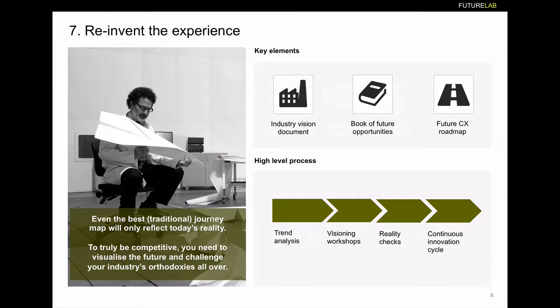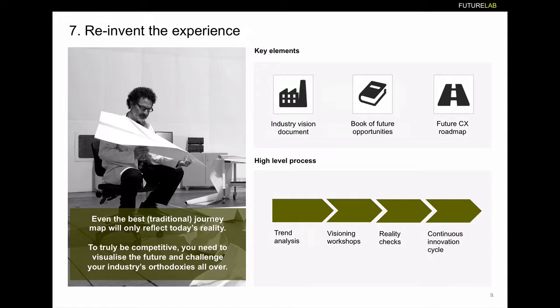And the key elements in there are three key components. The first one is an industry vision document. An industry vision document is a document in which you describe what the future of the industry will look like. Not in an airy-fairy way, really looking at the next 3 years, 5 years, 7 years, 10 years, whatever the horizon is. Just a description.